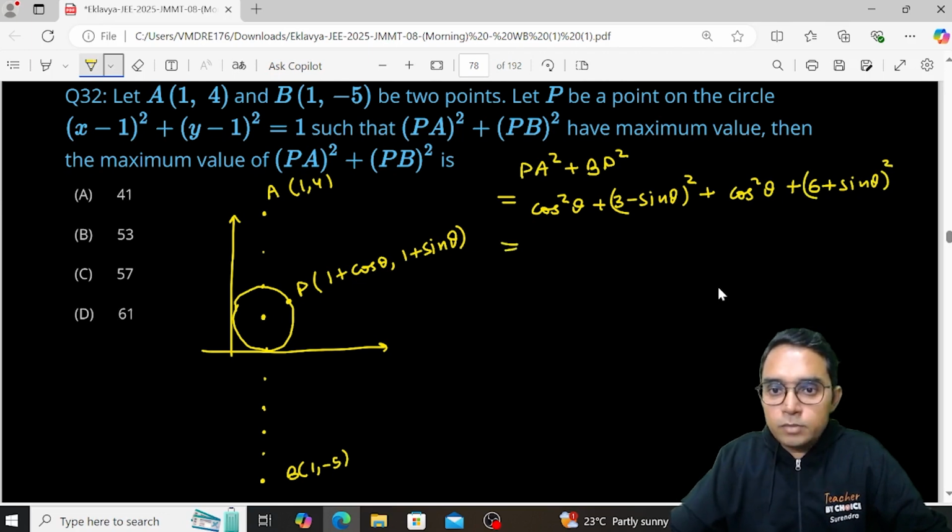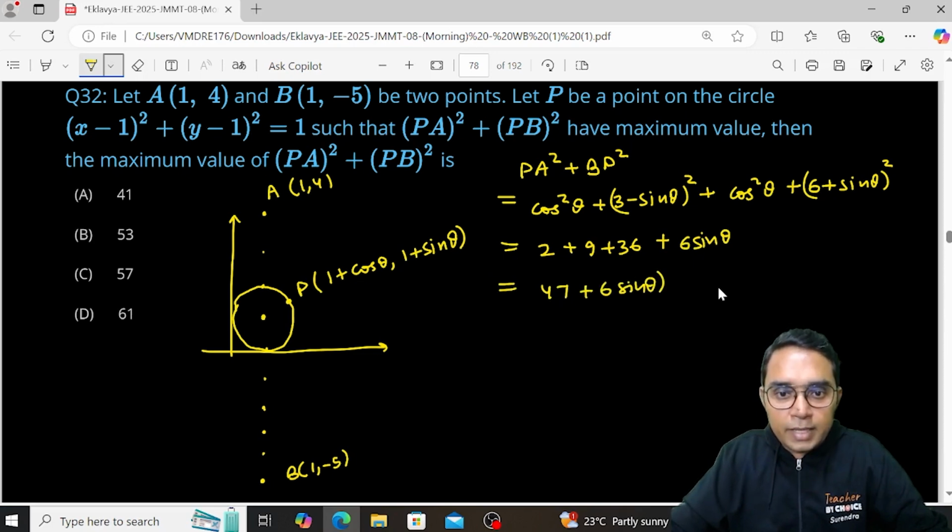We will open all these brackets. So 2 cos square theta and 2 sin square theta will give you 2. And the constant terms are 9 from here and 36 from here. And minus 6 sin theta from here and plus 12 sin theta from here. So total plus 6 sin theta will be here. Okay, so we are getting 11 plus 36, I think 47, plus 6 sin theta. So if we want this maximum, I think this maximum will be when sin theta gives you value equal to 1. So this will be 47 plus 6, that is 53.